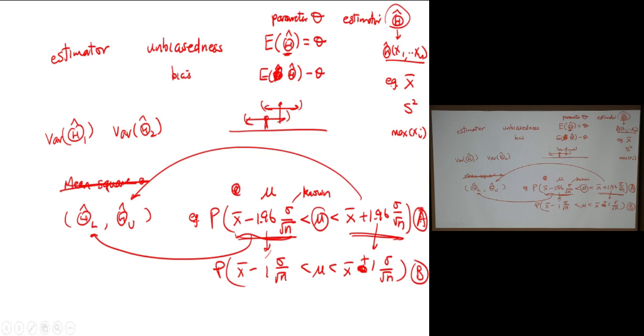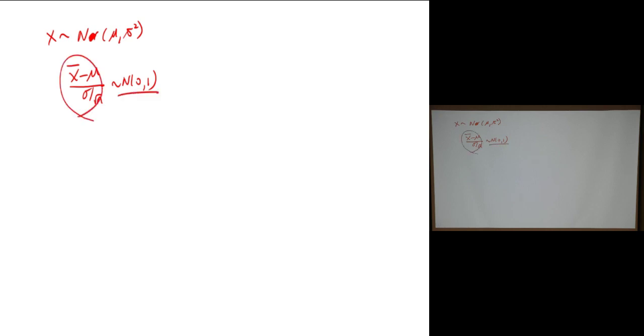So how do we get this? We can use our knowledge about x bar. Remember, if the data is from a normal distribution with mean mu and variance sigma square, then x bar minus mu over sigma over root n is standard normal. This is a random variable, and this is its distribution. Now this is what we are going to discuss today for other problems.